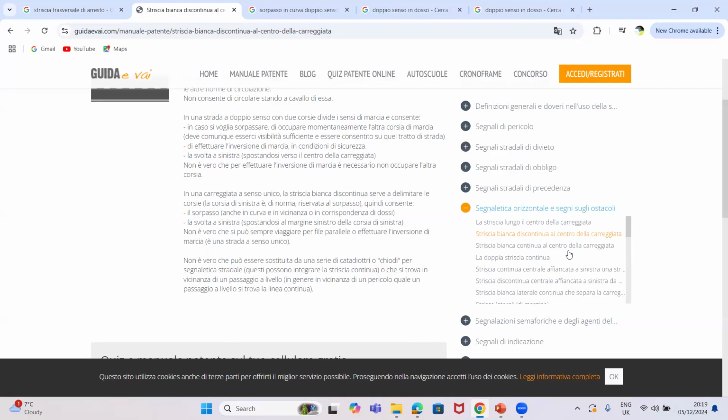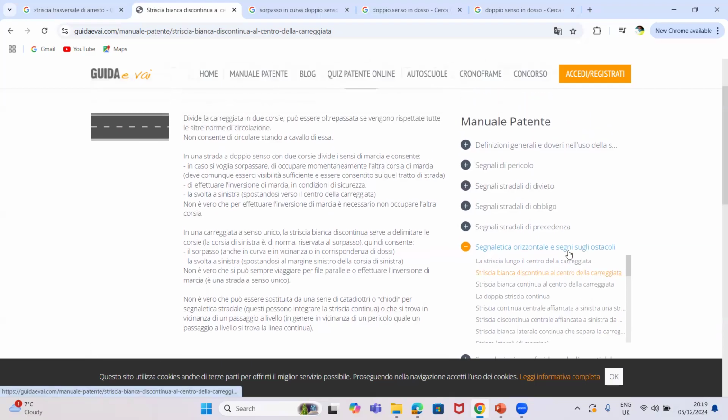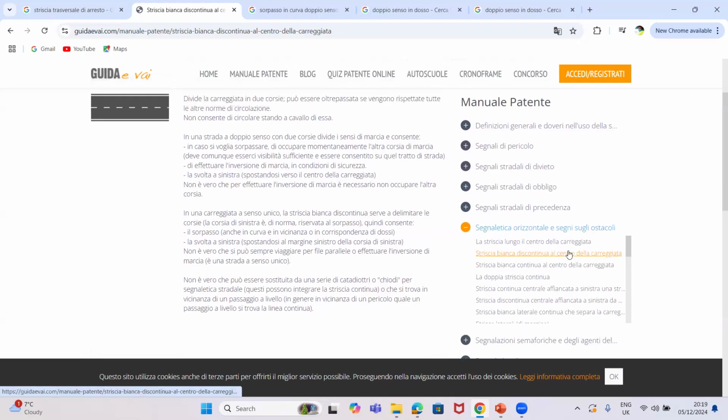Guys, watch. Please, everybody follow me now. Remember, first of all, when we talk about senso unico, there's a standard knowledge we have to understand: a discontinuous line in the center of the carreggiata. That is for sure. Is it clear? That one is certain. A discontinuous line in the center of the carreggiata.